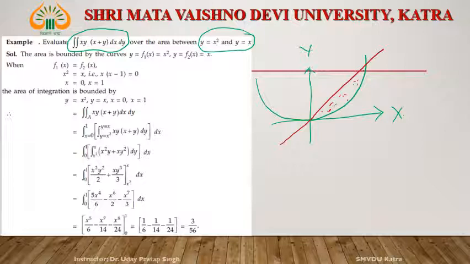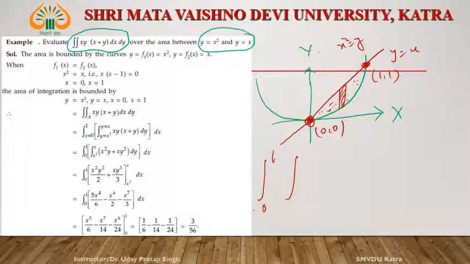Now solve the equations. This is y equal to x and this one is x square equal to y. Solve for the points. The points of intersection of both curves are (1,1) and (0,0). So consider the strip. This strip is parallel to the y-axis. The lower limit is this one and the upper limit is this one, and x goes from 0 to 1.